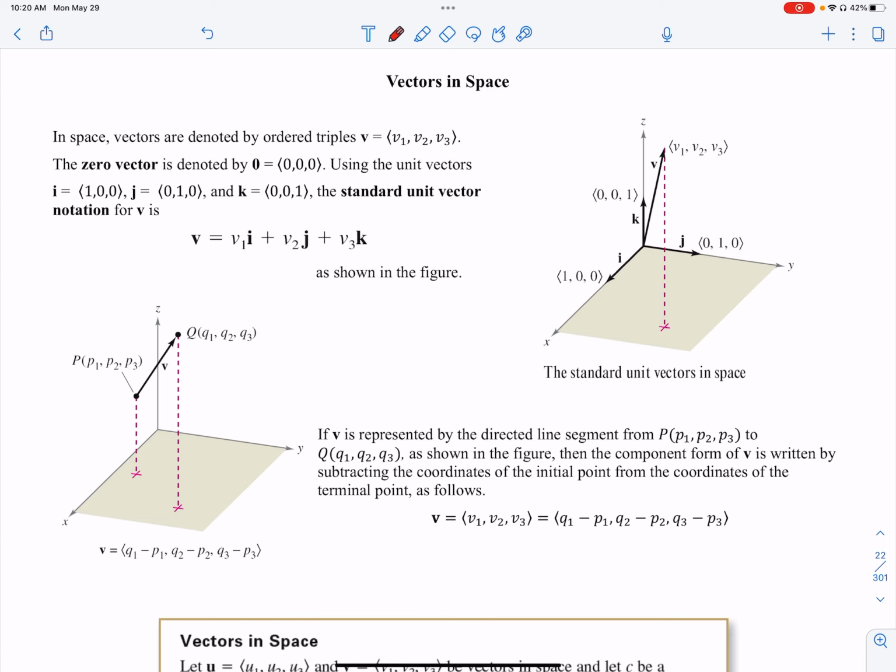The zero vector is still 0, 0, 0. We have new unit vectors. We have an i and a j, except for now we have to add that z component. So they're not just 1, 0 and 0, 1, but they're going to be 1, 0, 0 and 0, 1, 0. And then we get this new k component. That's our j. So k will be 0, 0, 1, meaning my new vectors in 3-space will look like that, or component form like that.